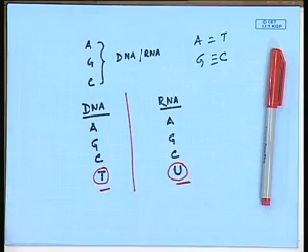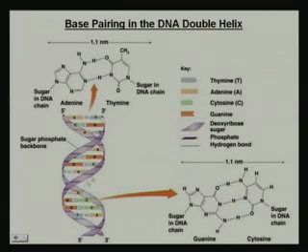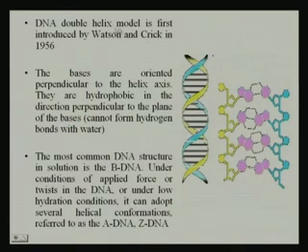See here, guanine, that 1, 2, 3 hydrogen bonding and cytosine. So, this is the double helical structure of DNA. ATGC linkages, base pairs are there, which are associating the two strands in an organized manner. The DNA double helix model was first introduced by Watson and Crick in 1956, and they got the Nobel Prize for that.